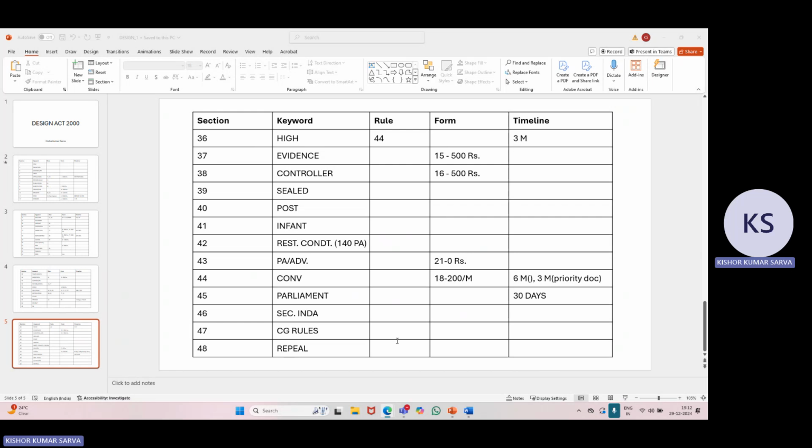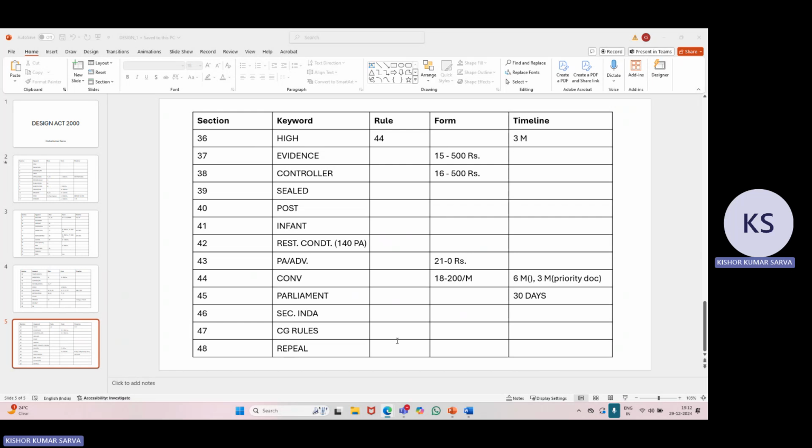Now section number 43 is related to the patent agent or advocate: they will go to your proceeding on your behalf. And 44 is a matter of conventional application, which we talked about in the beginning. Here more importance is given to reciprocity. In 43, the patent agent is authorized and there is no fee, but form number 21 should be filed without any charges.